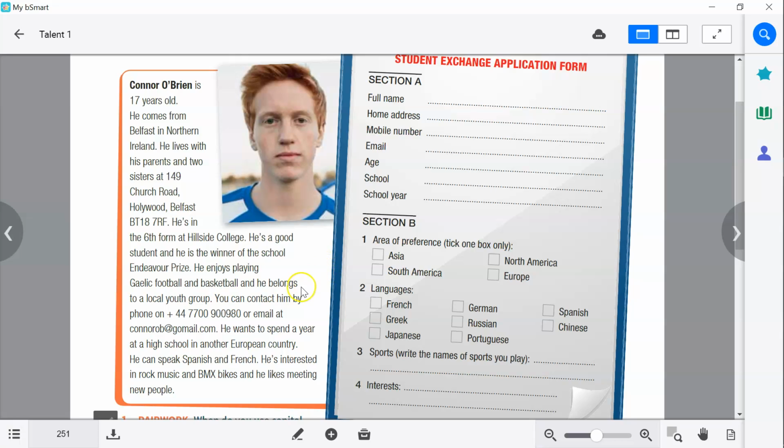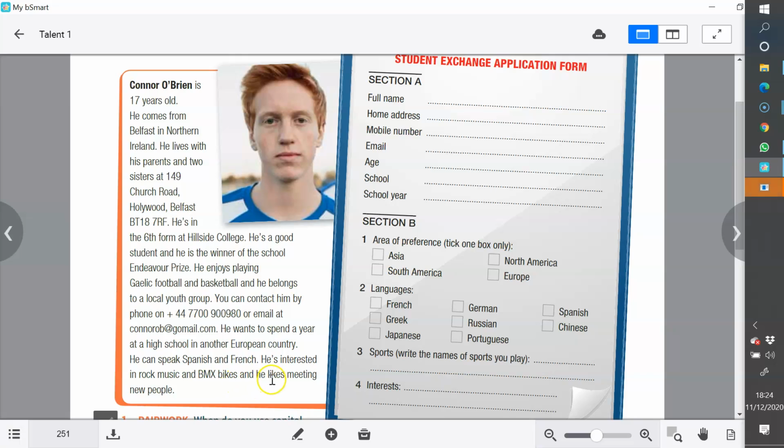You can contact him by phone on +447700 900 or email at conorob@gmail.com. He wants to spend a year at a high school in another European country. He can speak Spanish and French, is interested in rock music and BMX bikes, and he likes meeting new people.